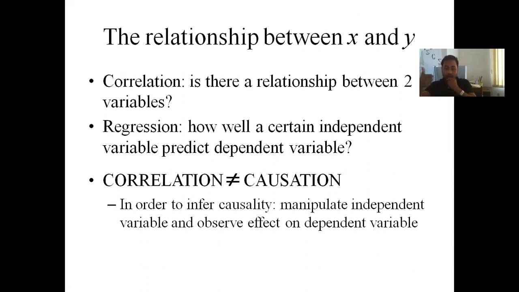I'm repeating again, this is very important. Correlation means: is there a relationship between these two variables? Whether there is some relationship between X and Y, that is told by correlation. And regression means how well that certain independent variable predicts the dependent variable. Means there is a relation, but how strong is this? That is going to be given by regression.